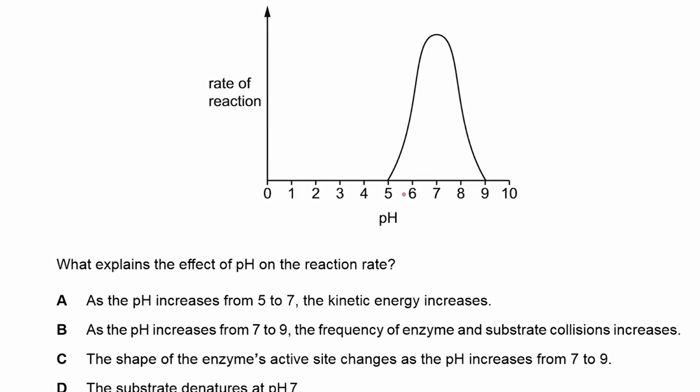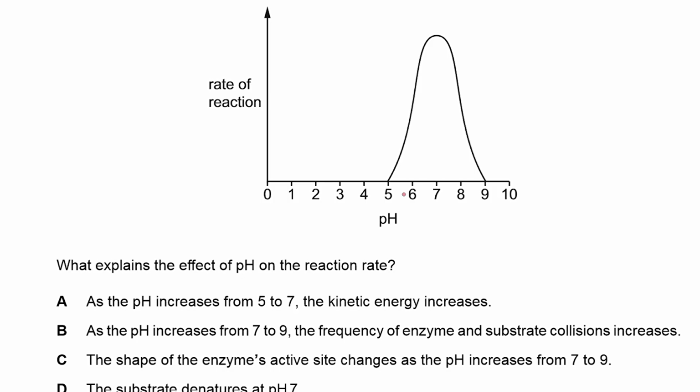As pH increases from 7 to 9, the frequency of enzyme and substrate collision increases. The shape of the enzyme active site changes as the pH increases from 7 to 9, and the substrate denatures at pH of 7. Alright, so we can see at pH of 7, the reaction is at the peak, so the substrate is not denatured here.